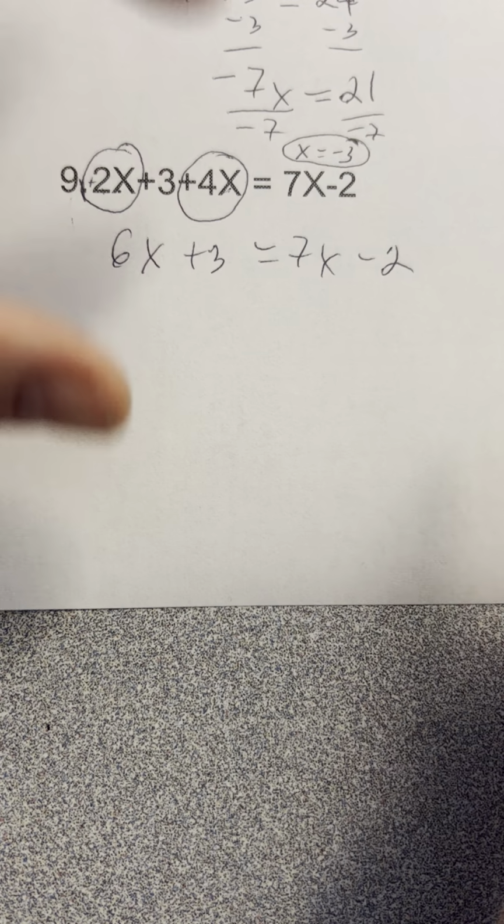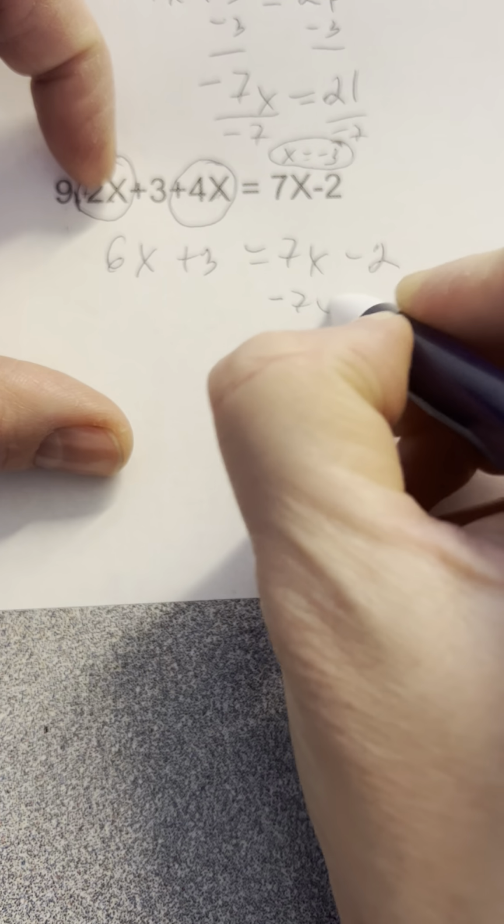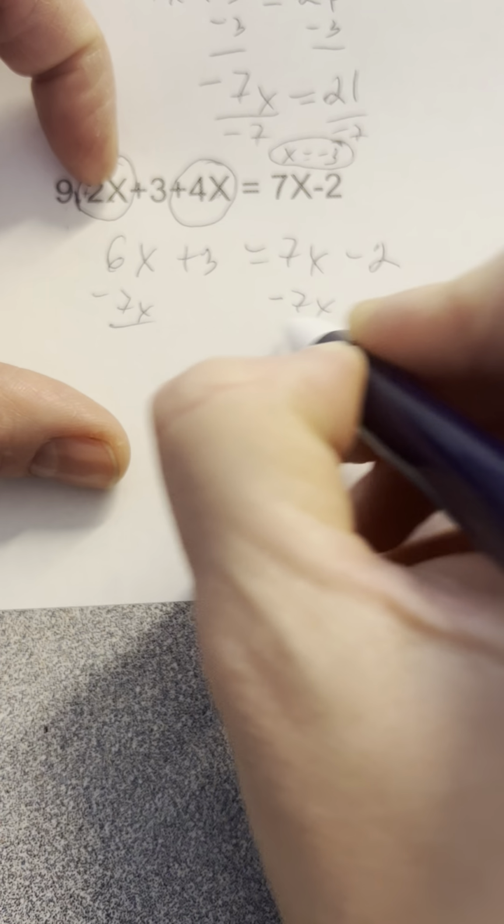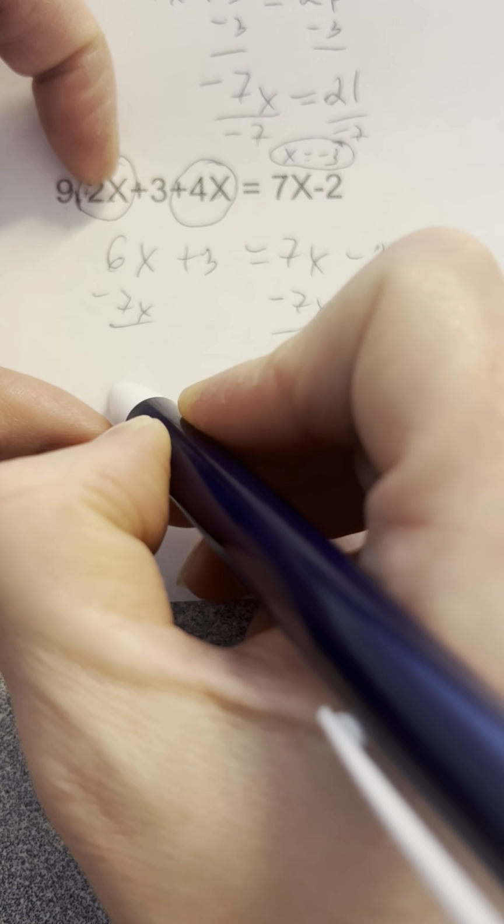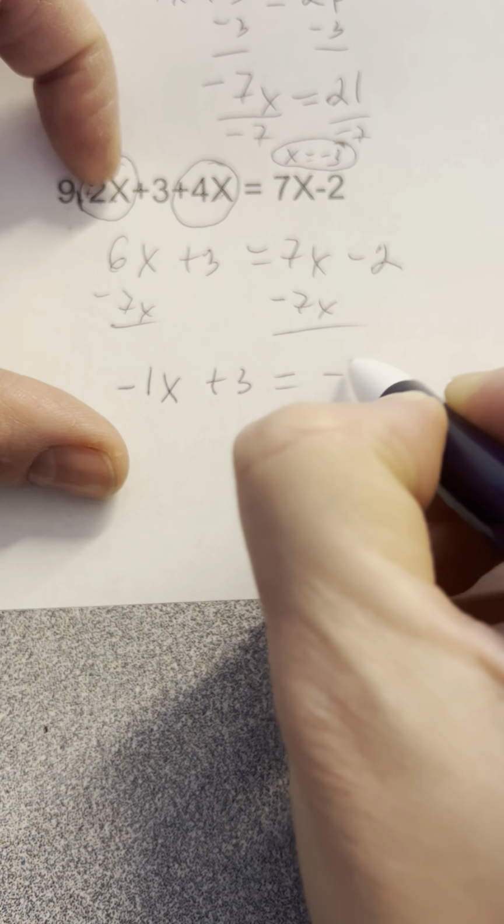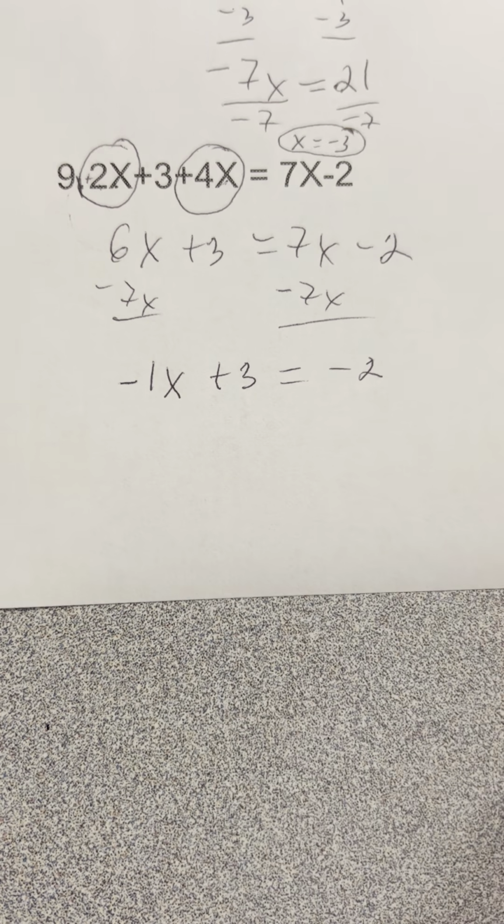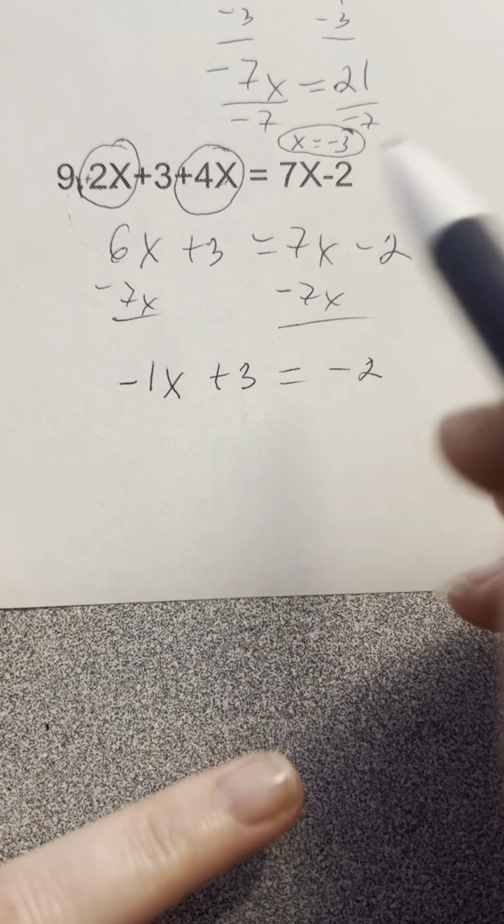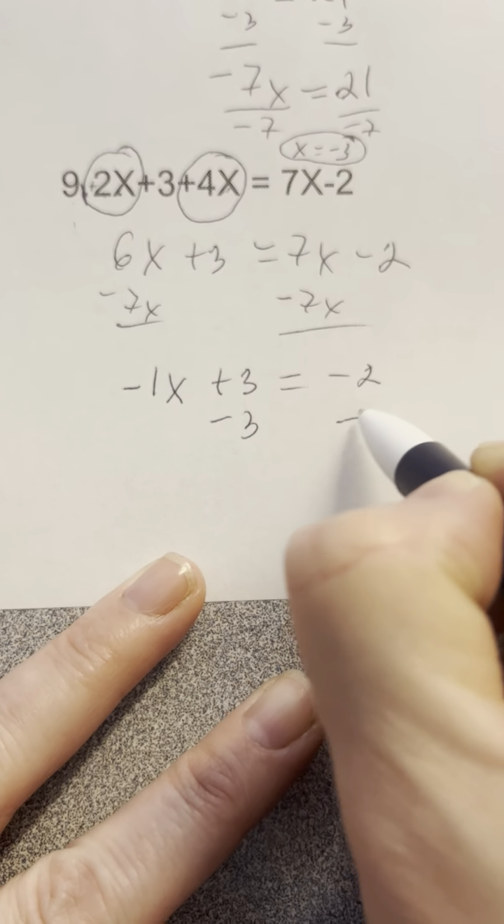Okay, back to 4 terms. So minus 7x to both sides. A larger number will carry the sign, so -1x. See how I put the 1 already there? You can. Just make life easier. All right, now minus 3.